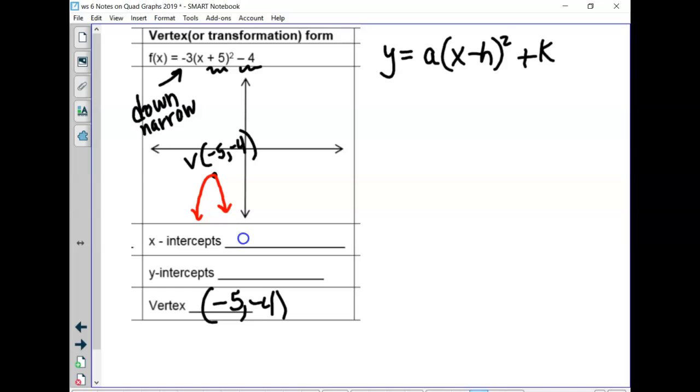So let's talk about those two things. The x-intercepts are when y equals 0. Well, if this said 0 equals negative 3, x plus 5 squared minus 4. Use your methods from the quiz yesterday. What could we do first? Add the 4 over.